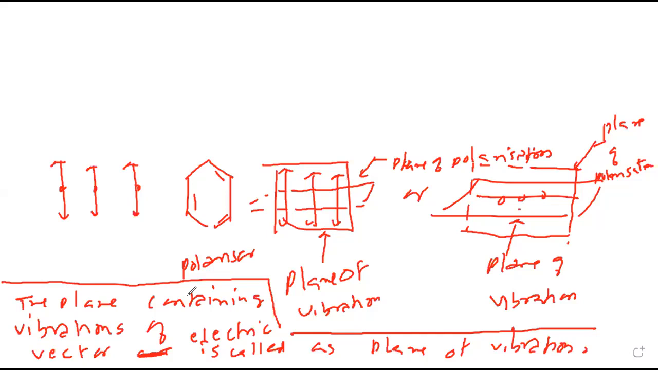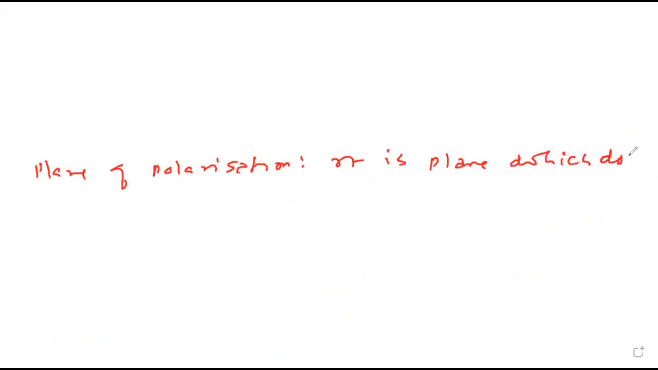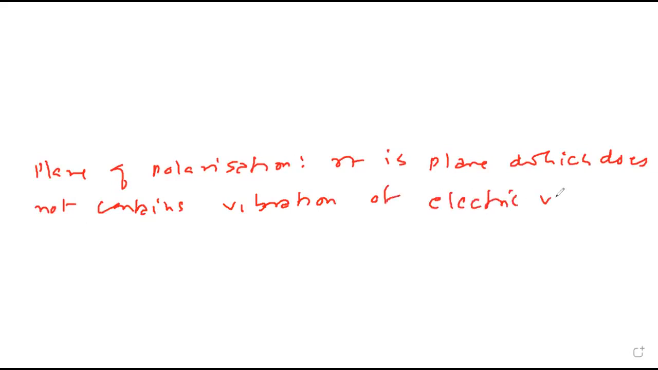That's completed. Yes, sir. So we got plane of vibration is the plane containing vibration of electric vector, and plane of polarization is the plane which does not contain vibration of electric vectors.